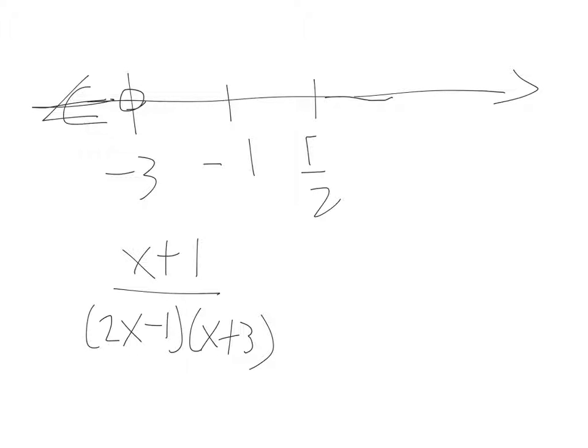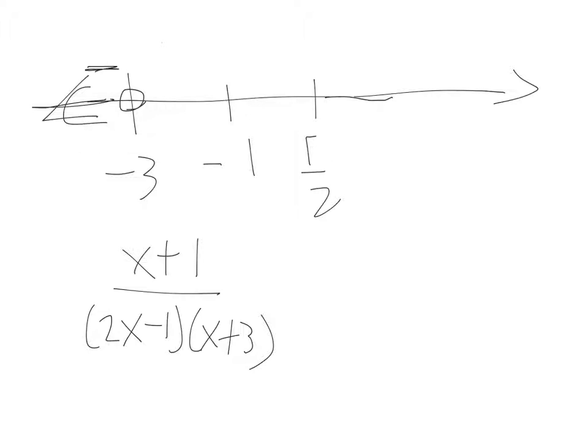If we plug in -4, we have -4 plus 1, which is -3, so you have a negative number on top. Plug in -4 into the denominator. You have 2 times -4, which is -8, minus 1 is -9, so you have a negative number times -4 plus 3, which is -1, so it's multiplied by a negative. So you end up with a negative over a positive, which means to the left of -3, it's negative, which means it's below the x-axis.